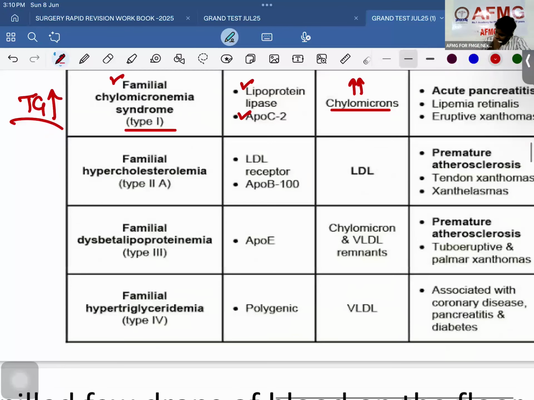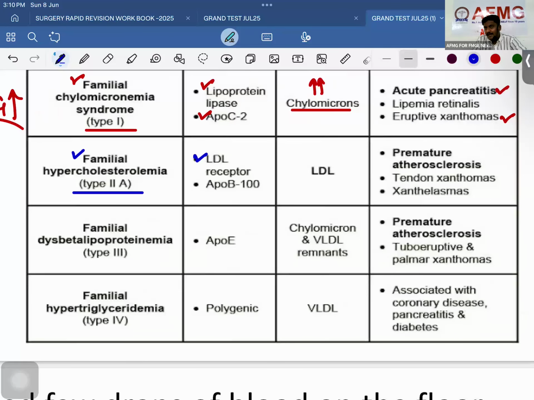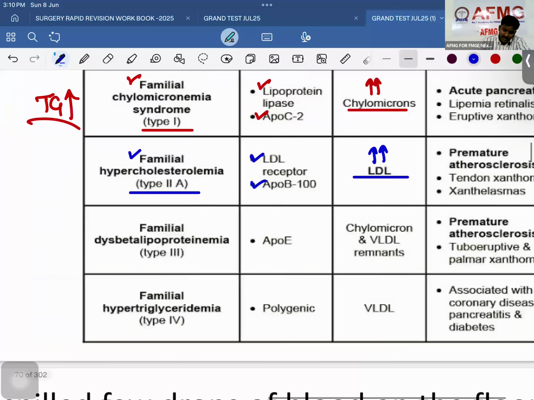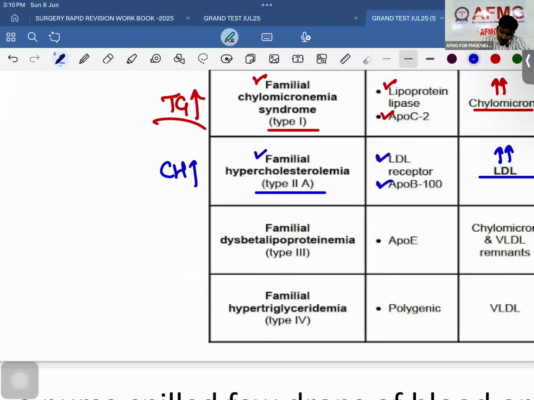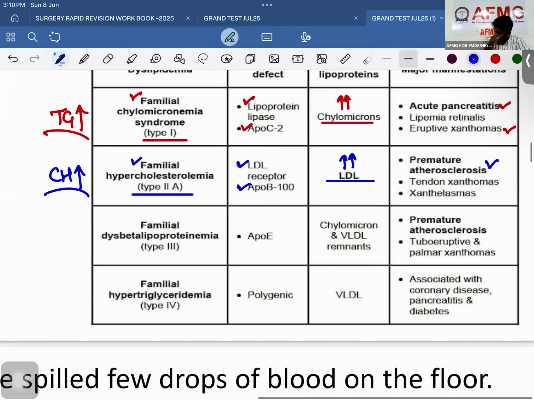Next, familial hypercholesterolemia, that is a type 2A hyperlipoproteinemia, beta. Here the defect is usually seen with the LDL receptor or ApoB100. Here the lipoprotein which will be elevated, beta, will be LDL, and LDL is known to carry cholesterol. Therefore, it is known to cause familial hypercholesterolemia, beta. Here the patient will develop premature atherosclerosis along with xanthelasmas.